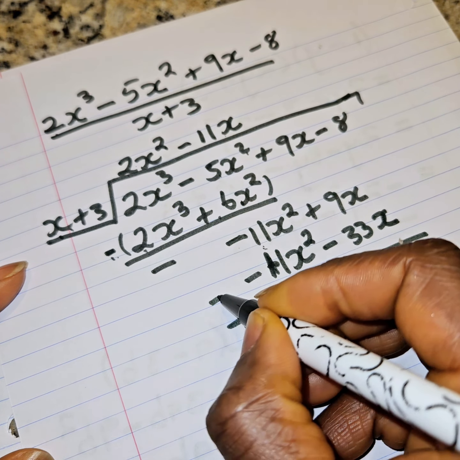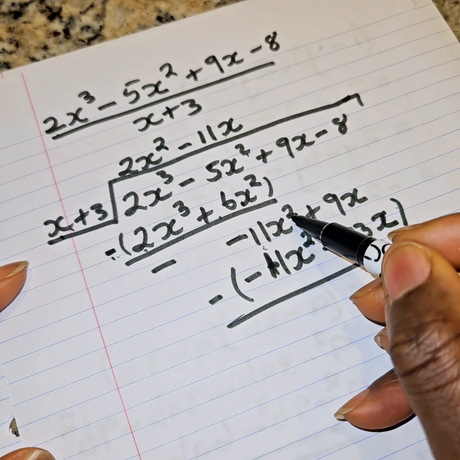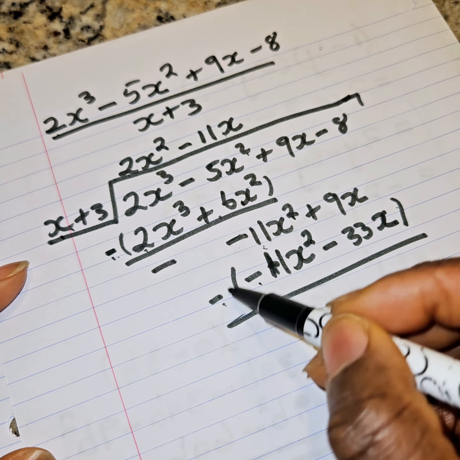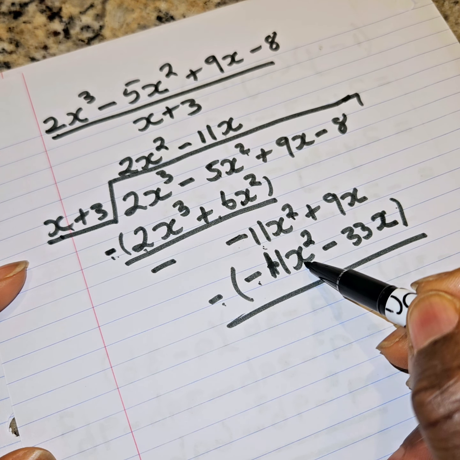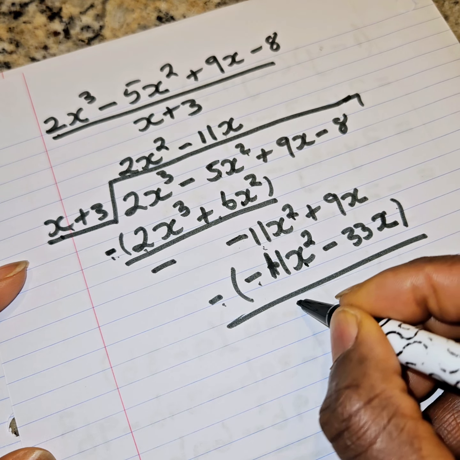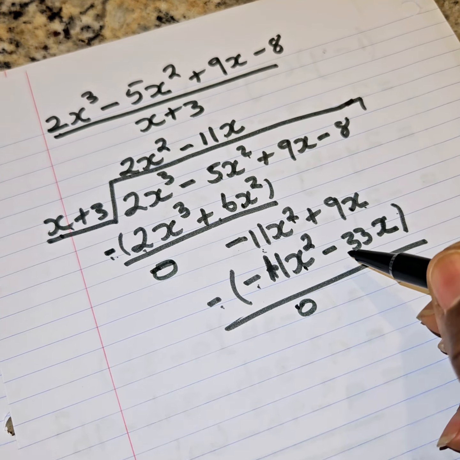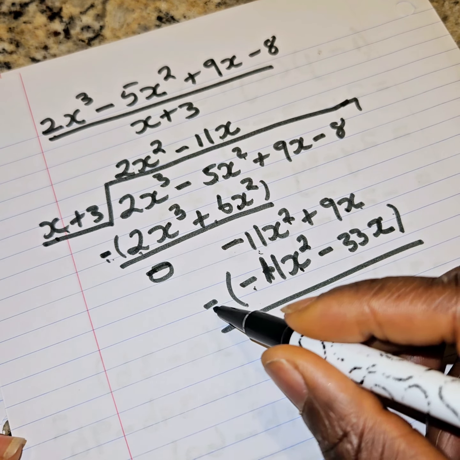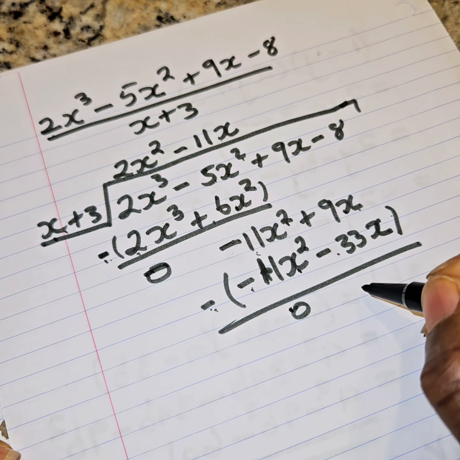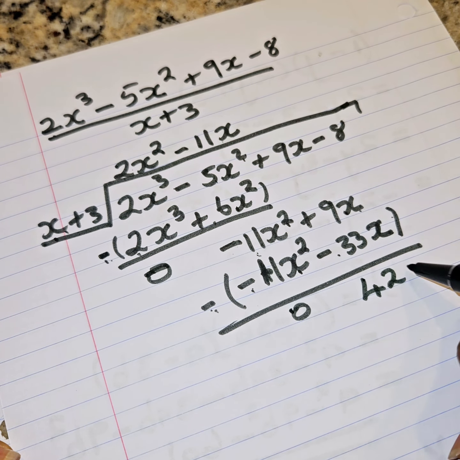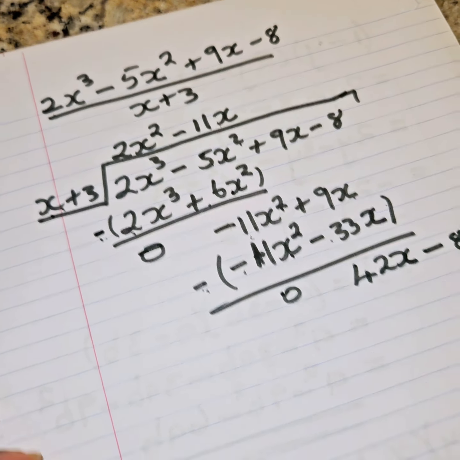Now, if I put another negative sign here and put parentheses, it will affect this. So negative 11x squared minus 11x, this will become positive. Negative 11x squared plus 11x squared will give me nothing, 0. Maybe I should write 0 here. Then 9x squared plus 33, because minus and minus will give me 33x, 9x plus 33x is going to give me 42x. But I still have a negative 8 here, minus 8. So I bring down that 8.